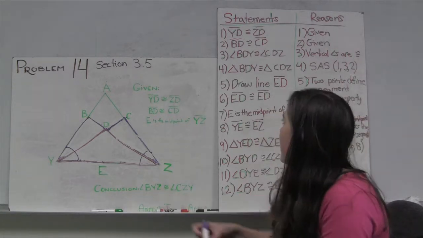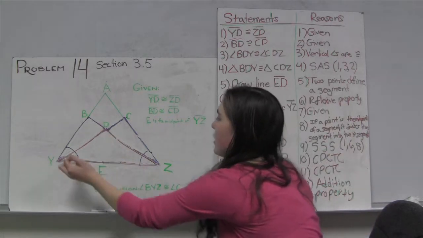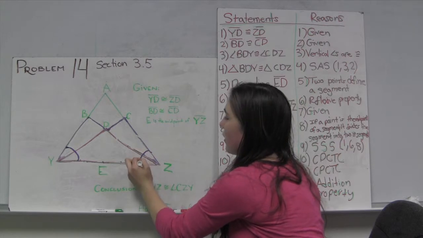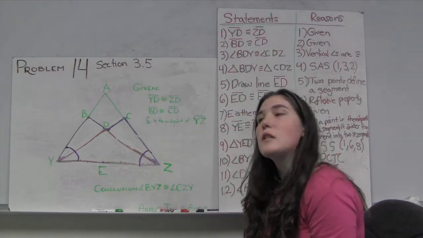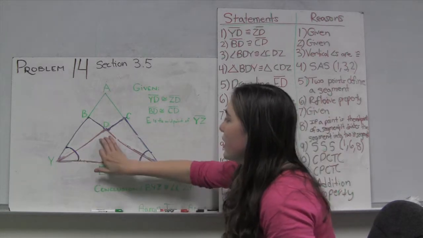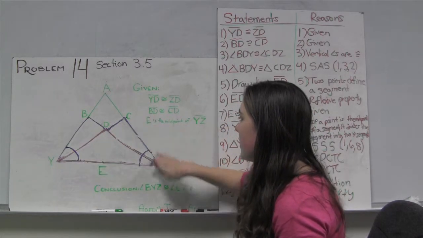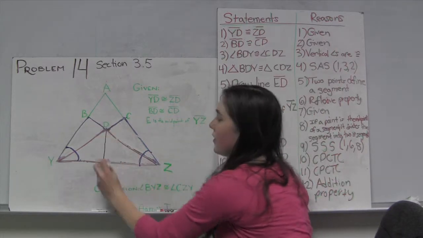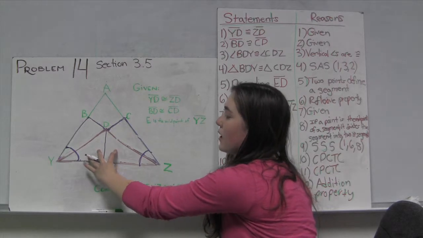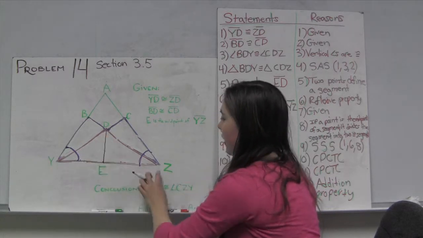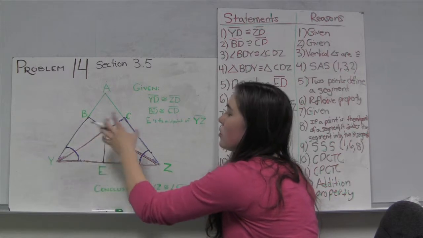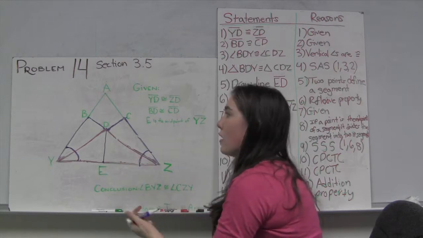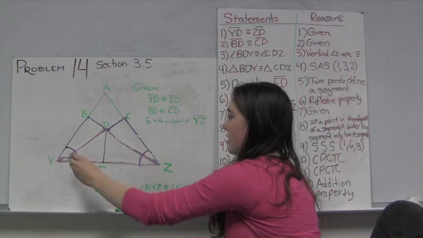The goal of this proof is to prove the angle BYZ and angle CZY are congruent. And the way we're going to do this is by proving that triangle BYD is congruent to triangle CZD, and then by drawing an auxiliary line from E to D, we see that we have two new triangles, and if we can prove that triangle YED and triangle ZED are congruent, we can use these two sets of congruent triangles, congruent angles, and add them together and find that BYZ is congruent to CZY.